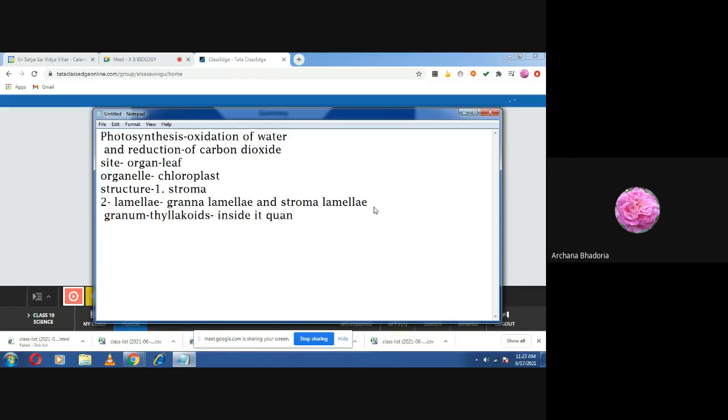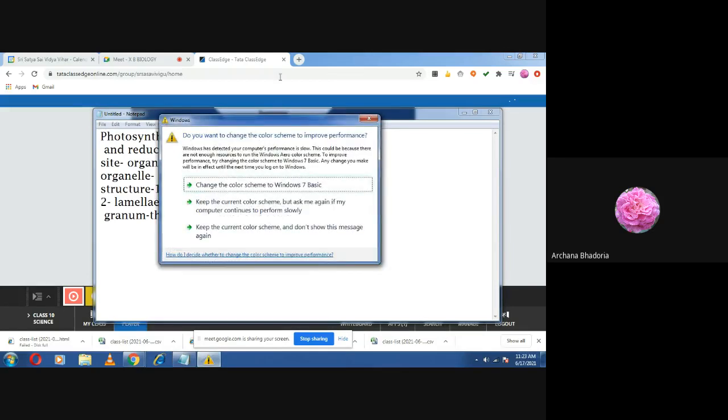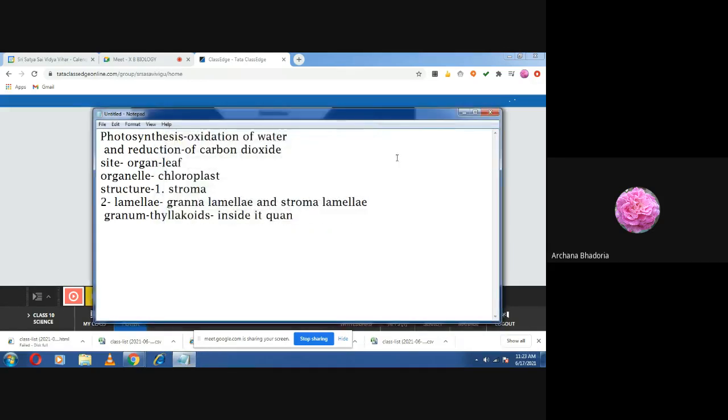I hope you are understanding what I am writing. Yes or no? Are you noting also? Quantasomes. And inside the quantasomes, what is present? Chlorophyll pigment. So inside the quantasomes we find the chlorophyll pigment molecules. Okay, I hope you have understood.